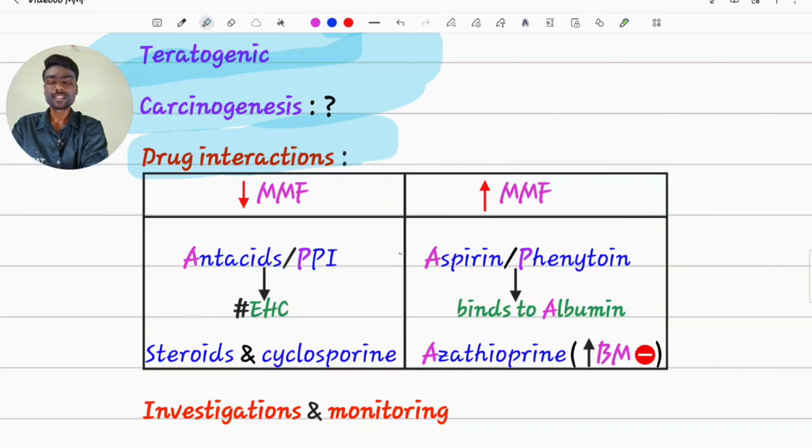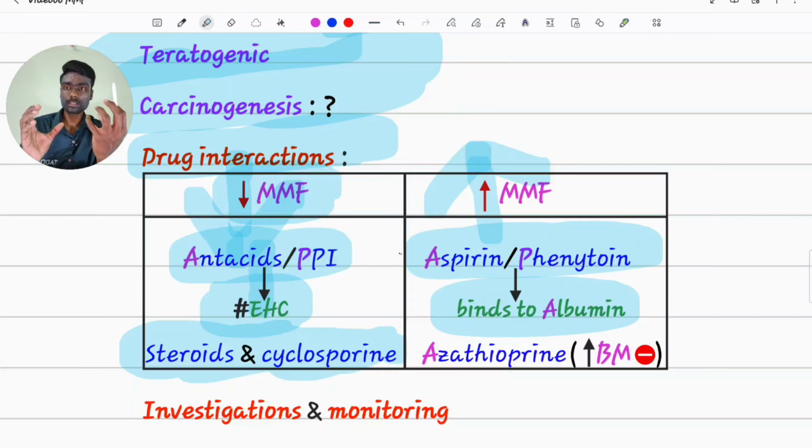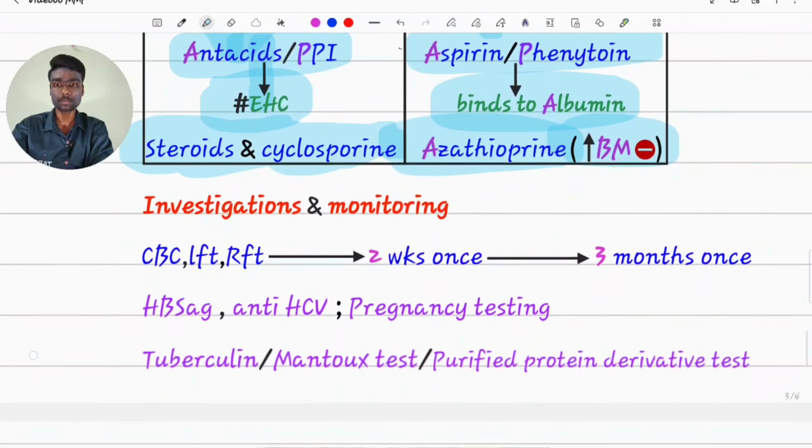Drug interactions. These are the list of drugs which reduce the mycophenolate mofetil: antacids, proton pump inhibitors, which disrupt the enterohepatic circulation. Steroids and cyclosporin, which elevate mycophenolate mofetil. Aspirin, phenytoin, they bind to albumin. Whichever drug binds to albumin will increase the free drug, that is mycophenolate mofetil. Next, azathioprine. If we give azathioprine, what will it do? It will also inhibit bone marrow, further increasing the risk of bone marrow suppression.